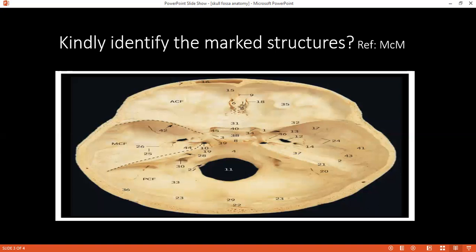Clivus is an important part of the skull. I think I couldn't make it out from the diagram. No, you can't see it here, but what type of growth plate is present there, if you can remember? For the Clivus.